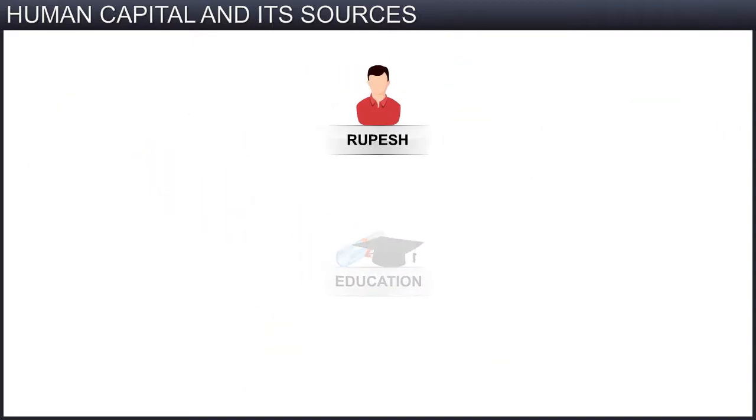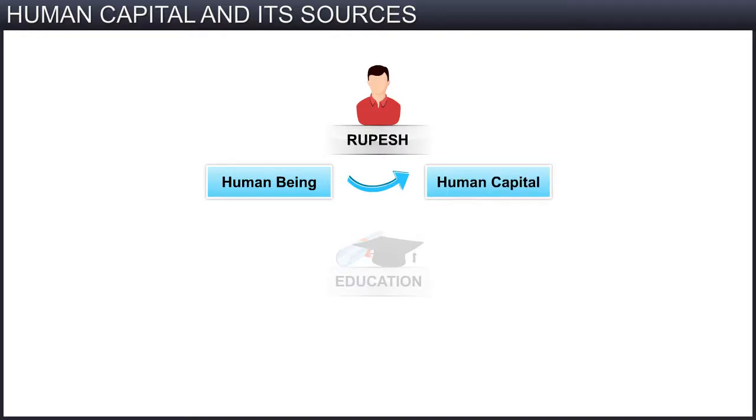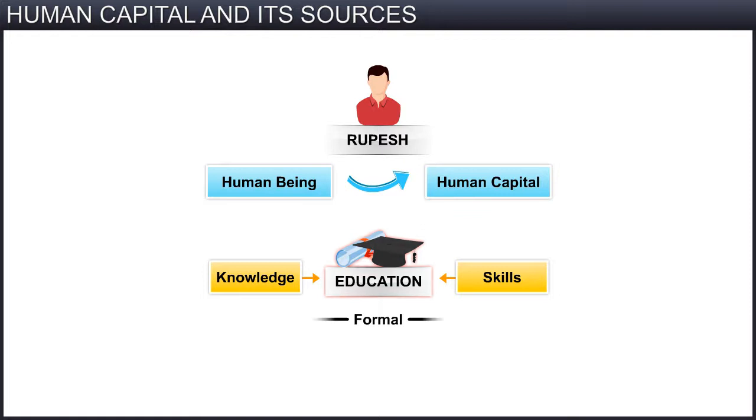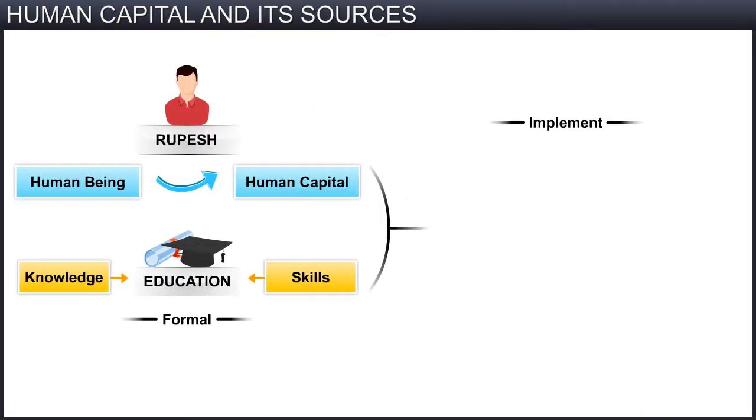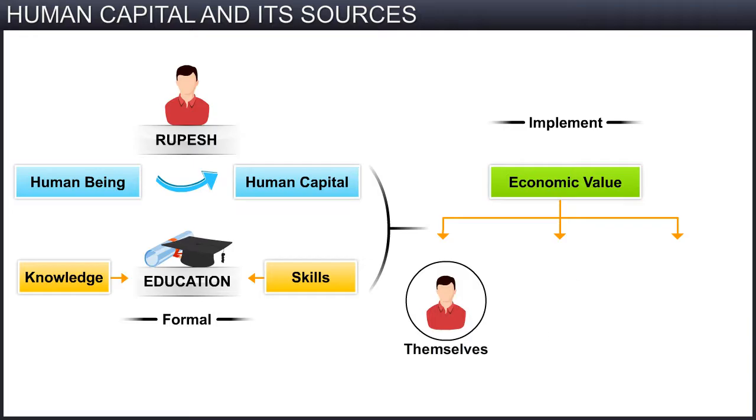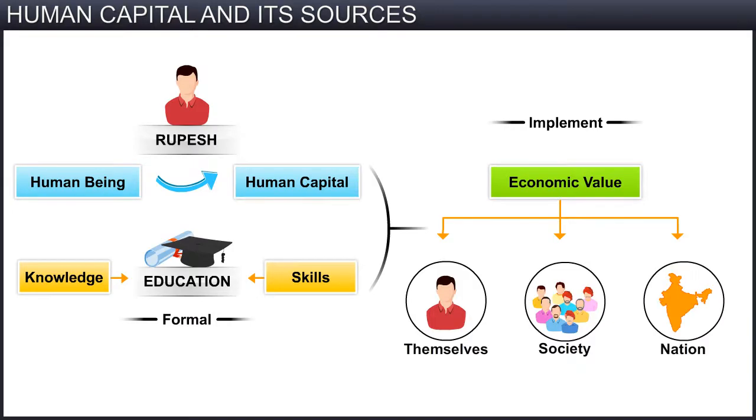Rupesh is a fine example of how a common human being transformed into human capital by enhancing his knowledge and skills through formal education. Quite simply, people are considered to be human capital when they have acquired higher levels of knowledge and skills through formal education, and implement these skills to create economic value for themselves, society, and the nation at large.